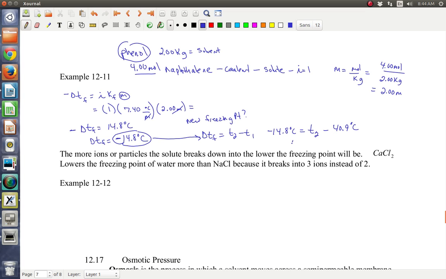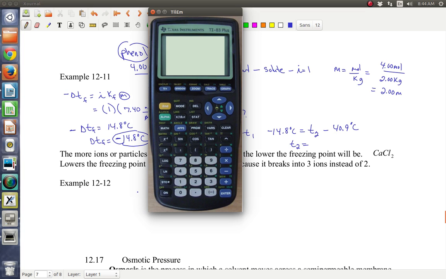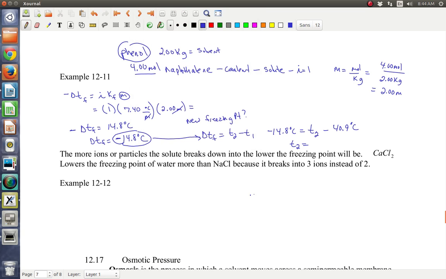So add it to both sides. And the new freezing point then is going to be negative 14.8 plus 40.9, and I get 26.1 degrees. So the new freezing point is 26.1 degrees Celsius. Notice the freezing point is lower than the original freezing point. So I was dealing with the freezing point here, not the boiling point. Just making sure we keep that straight.